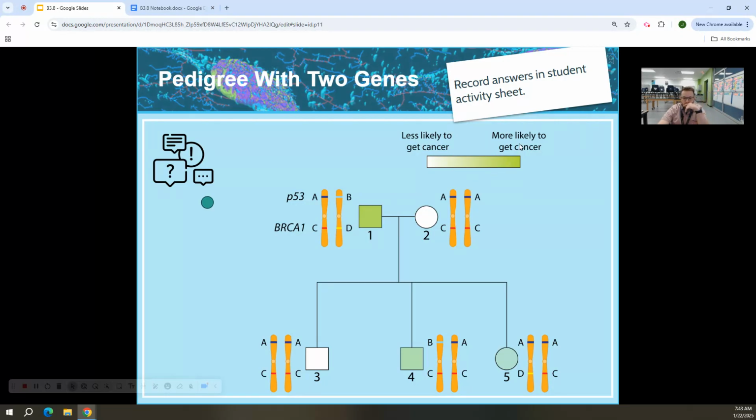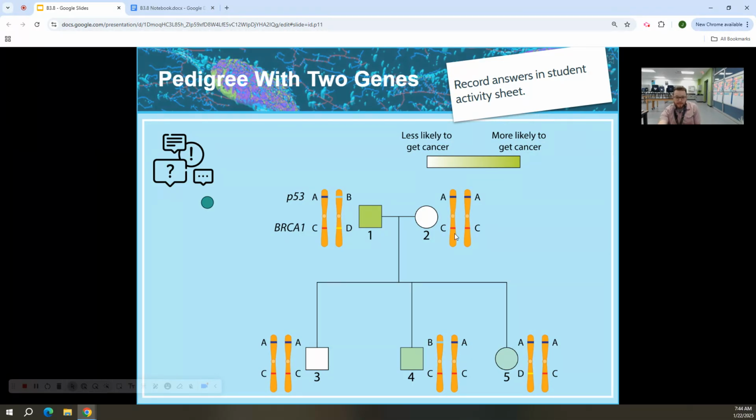We're going to do that using this color key here. If it is white or lighter green, I have a lower cancer risk. If it is darker green, I have a higher cancer risk. So we're just measuring cancer risk using that color key. Again, we're going to look at 2 different genes on the 2 chromosomes and see how they're passed down to offspring. You can see this person has an A and a B allele for P53, a C and a D allele for BRCA1, and they have a pretty high cancer risk.